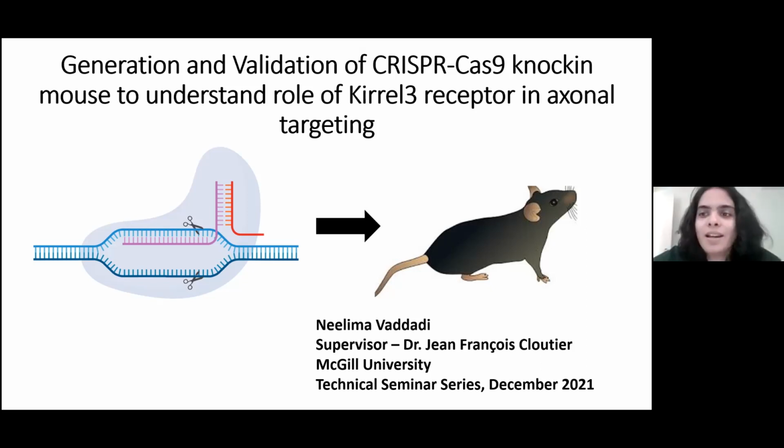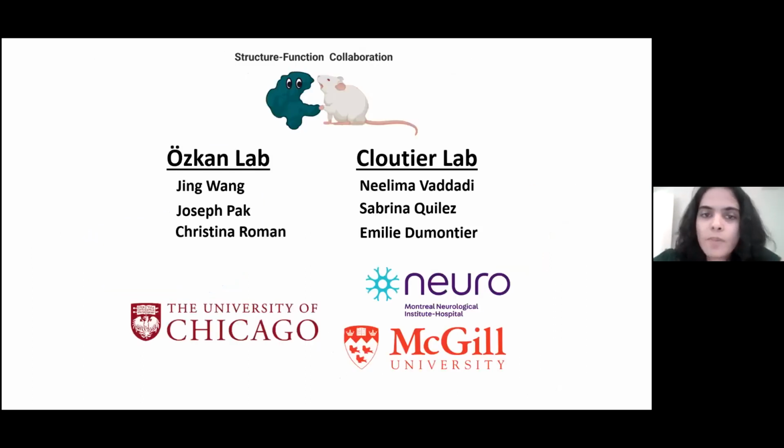Okay. Thank you for this opportunity. Today I'll be talking about generation and validation of CRISPR-Cas knock-in mouse to understand the role of KRL3 receptor in axonal targeting. Before I begin, I'd like to emphasize that some of the results I'll be sharing today stem from a close collaboration between our lab and the Oskin lab at University of Chicago.